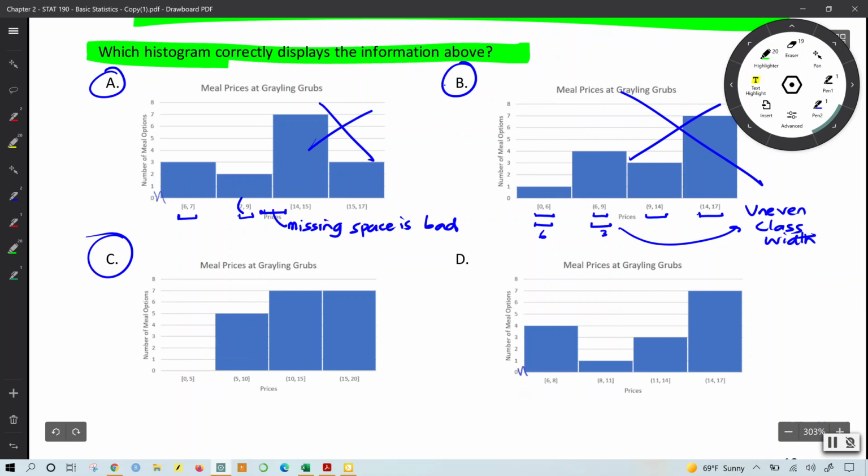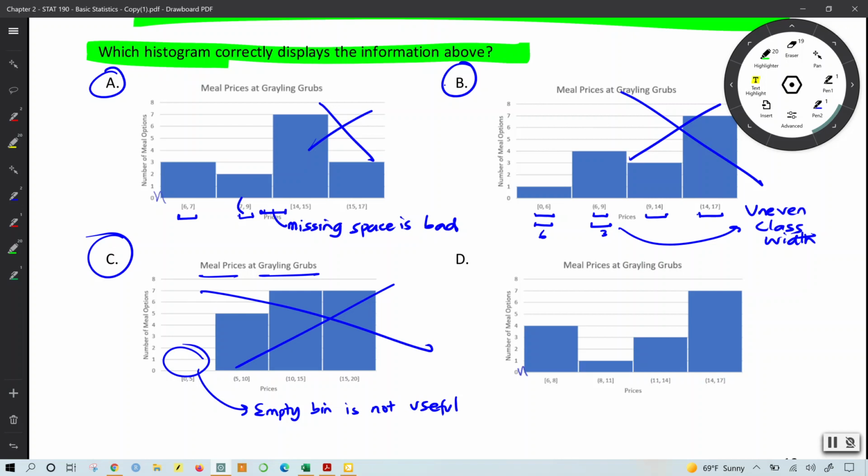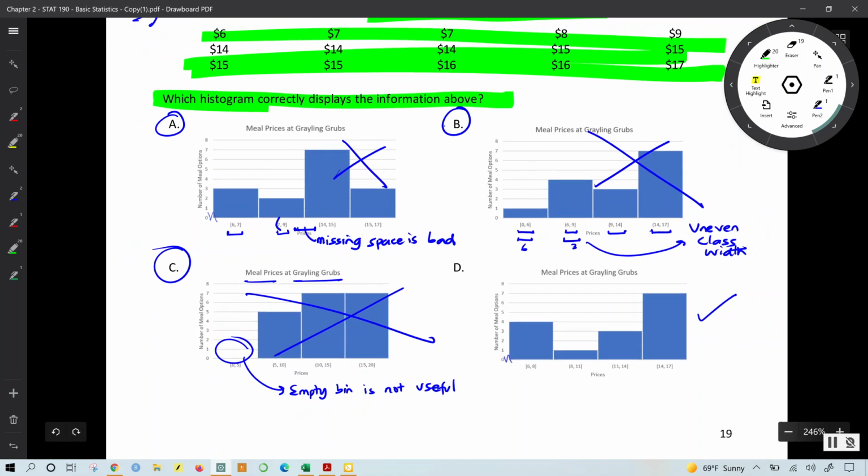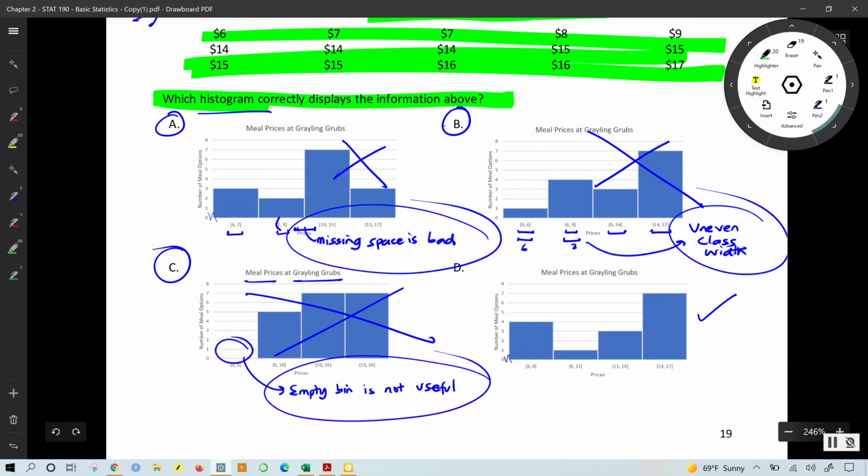Then, option C. Meal prices at Grill and Grub still. But this time, did you observe that we have an empty bin? An empty bin is not useful, and because we have included that, it invalidates this histogram. Not so good. The best is this. It satisfies all requirements, and it's really good. So, whenever we're looking for a good histogram, we don't want missing space, we don't want uneven class widths, and we don't want empty bins, if possible.